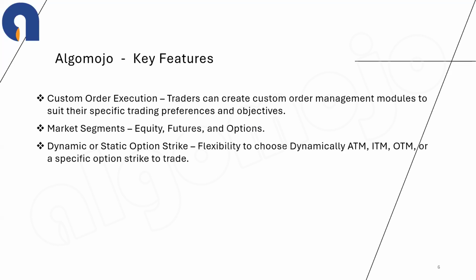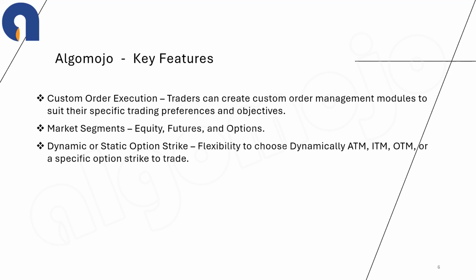Also, if you are an option trader, you would like to dynamically choose the ATM, ITM, or OTM at the point of order placement. The system will allow you to choose dynamically any of these. We provide up to 20 strikes in the money and 20 strikes out of the money for Nifty, Bank Nifty, and Fin Nifty strike prices.